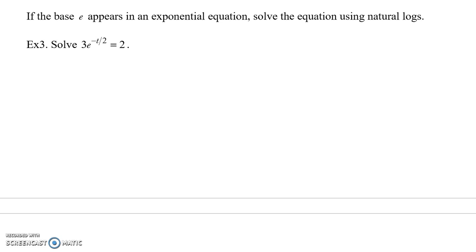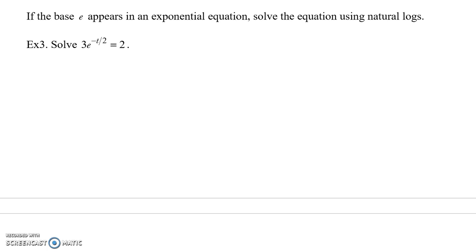Continuing with section 4.4, we now move on to example 3. And above the example we see, if the base e appears in an exponential equation, solve the equation using natural logs. So if you have an exponential equation with a base of e, then you definitely want to use natural logs to solve that equation.